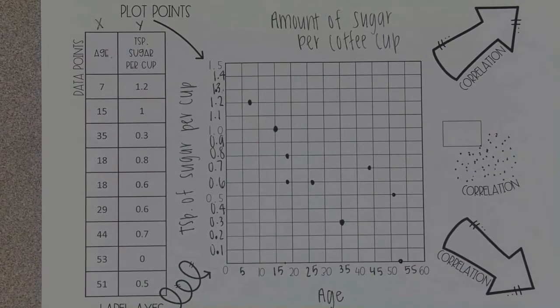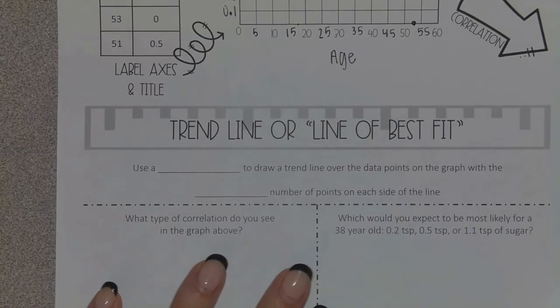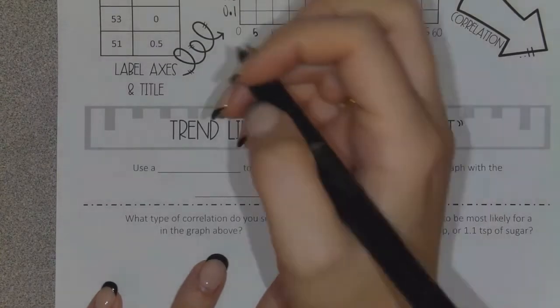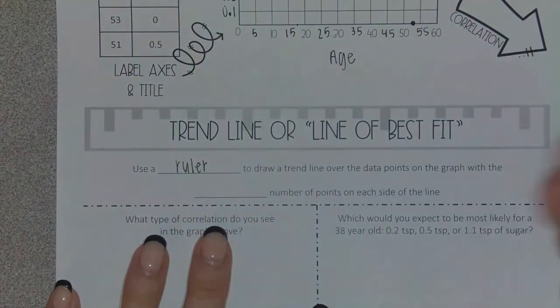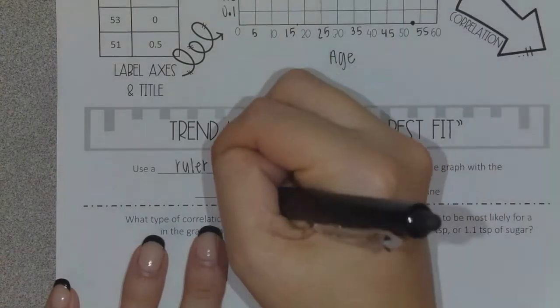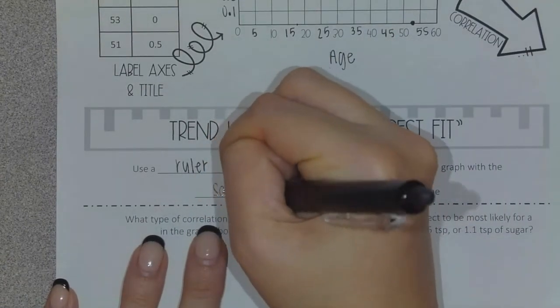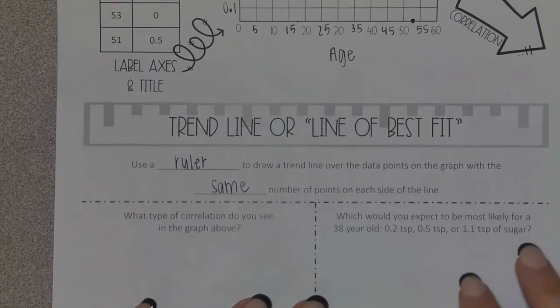So now that we've got all of our points plotted, here are some things that we look for on a scatter plot. We call it a trend line or the line of best fit. In order to find the line of best fit, you're going to use a ruler or the edge of your paper, something straight, to draw a trend line over the data points on the graph, and your goal is to get the same number of points on each side of the line. Now, of course, it's never going to be perfectly split down the middle, but your goal is to get about the same on each side.